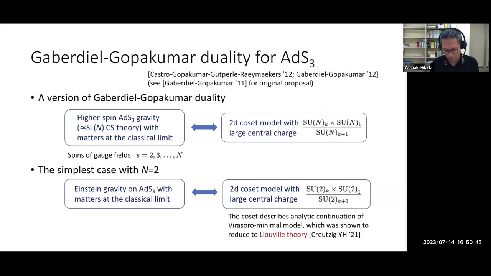But in our previous paper, we have shown that the correlation function of this one with generic k can be computed by Liouville theory. So if we start from the minimal model and take non-integer k, then it looks problematic. But actually, you can show that everything can be computed in Liouville theory. So in that sense, there's no problem about the analytic continuation.